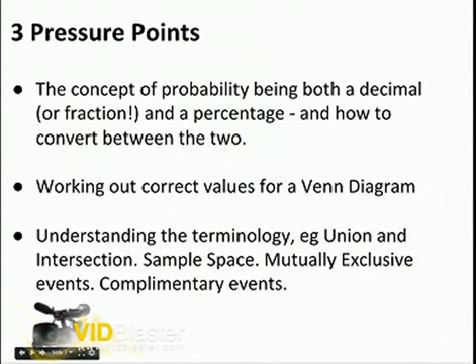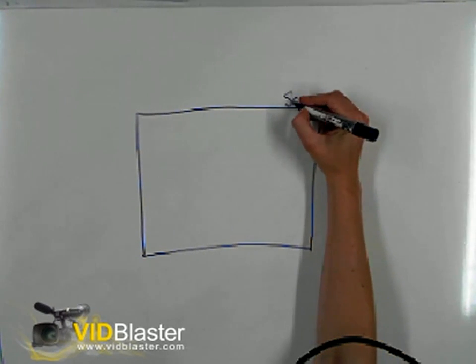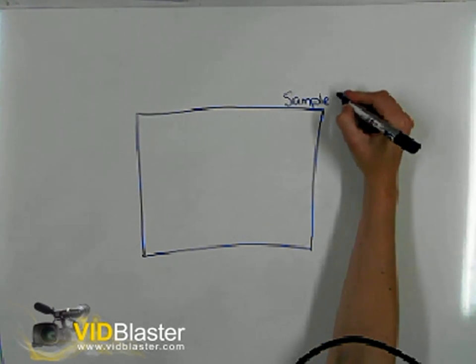Okay, the last point on the three pressure points is understanding the terminology, e.g. union and intersection, sample space, mutually exclusive events, complementary events. So this is where I'd like to draw my picture. And we always start our Venn diagrams with a box. And the box represents the sample space.